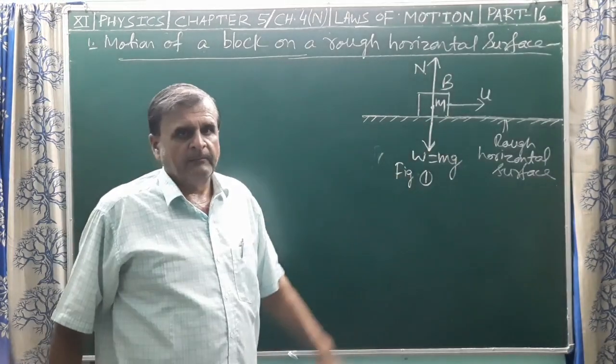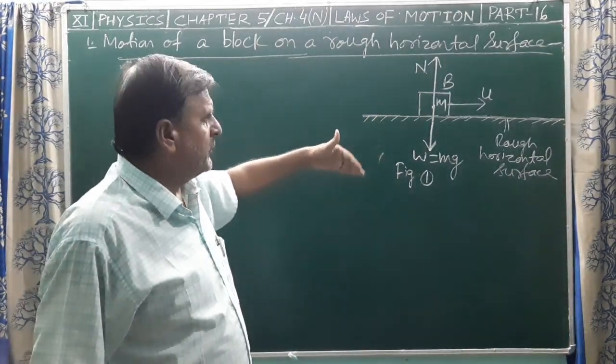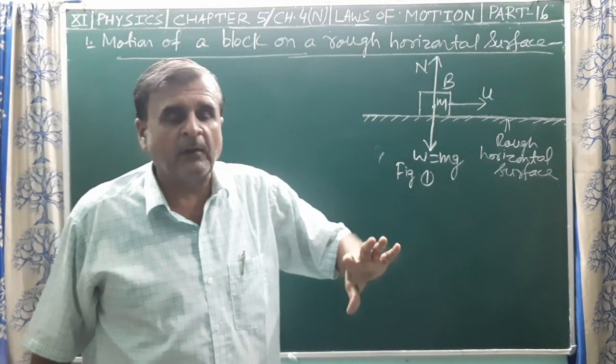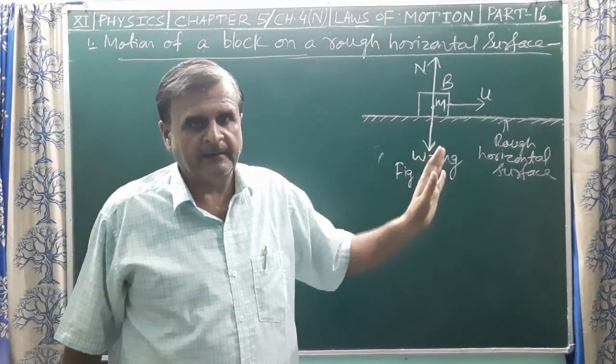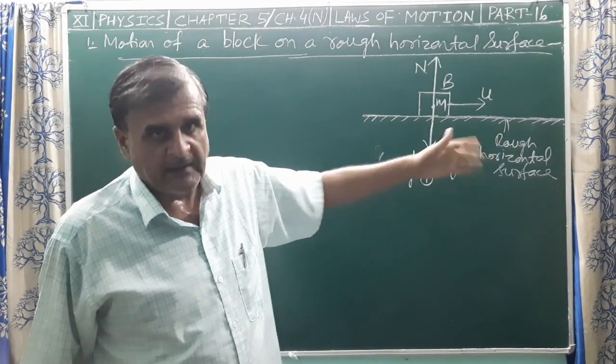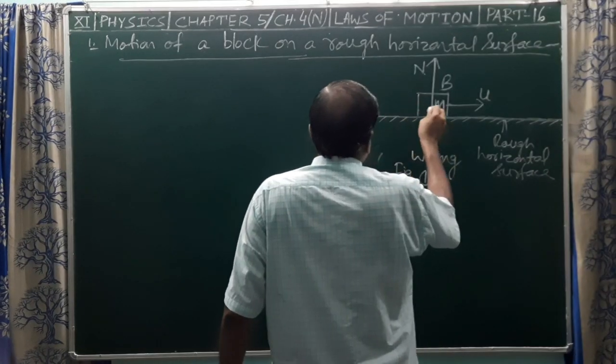In the vertical equilibrium, in the vertical direction, both forces, that is the normal reaction, balance the weight of the block. So there is no motion of the block along the vertical direction. Only motion of the block will be along the horizontal direction.